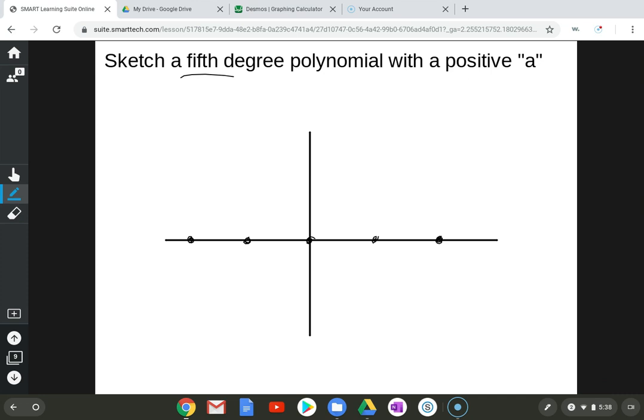A positive a means that our right end is going to point up and our left end is going to point down. And then how do we fill in the middle? You kind of follow the trend. So you give it a local min here, and then a max, and then a min, then a max, and then we end up with our polynomial. So a fifth degree polynomial, still odd, right? So it's still going to follow the same logic. Positive a means left points down, right points up.